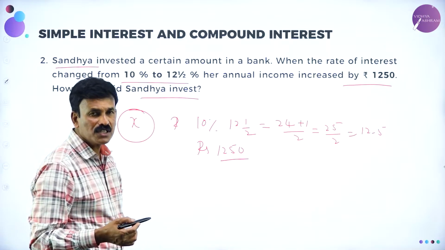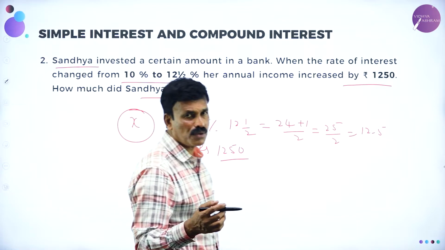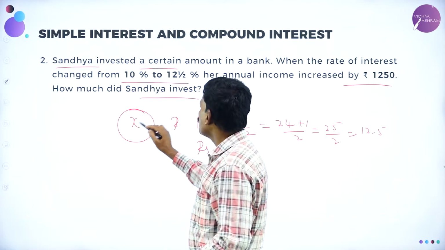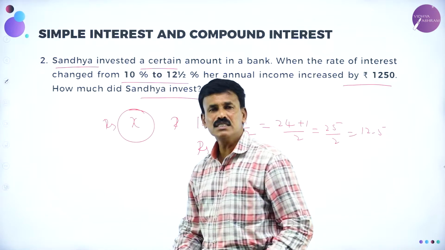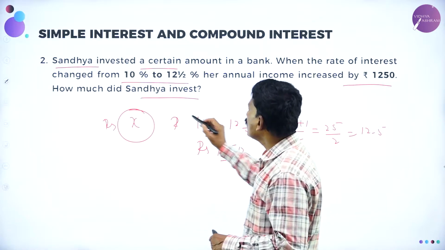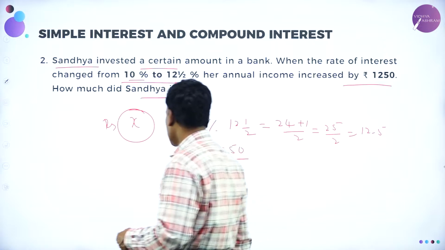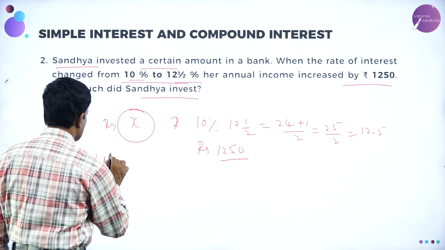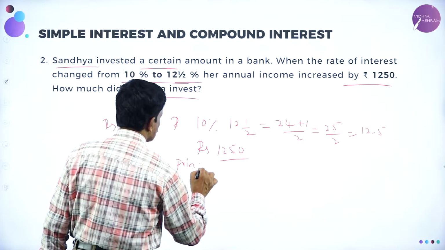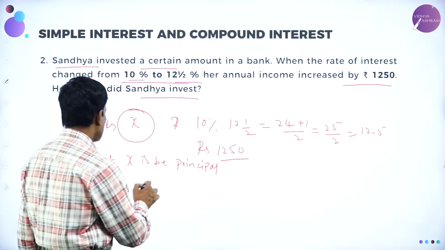So what is the investment? We are going to calculate it here. Very simple problem, very important problem. Now let us assume that Sandhya invested rupees X. X is the initial investment, right? Now let us calculate the interest for 10% and for 12.5%. Let X be the principal, the initial investment.